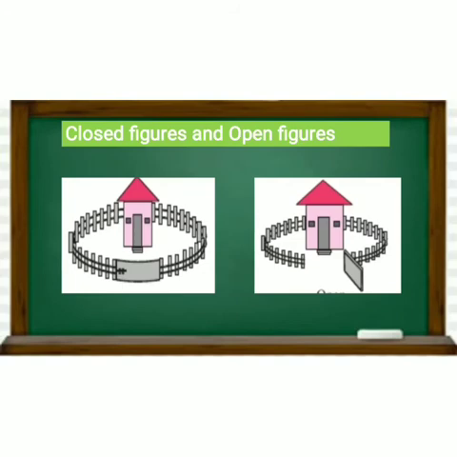Now closed figures and open figures. We can easily identify these closed figures and open figures by their names and by their structure. Now in these pictures, see the first picture, the gate is closed, so that's why it is a closed figure. And in the second picture the gate is open, so the second picture is an open figure.